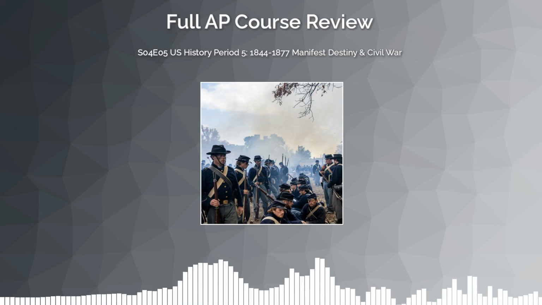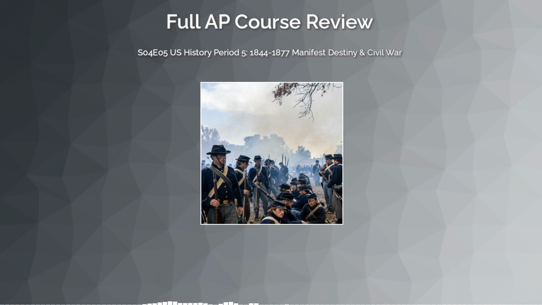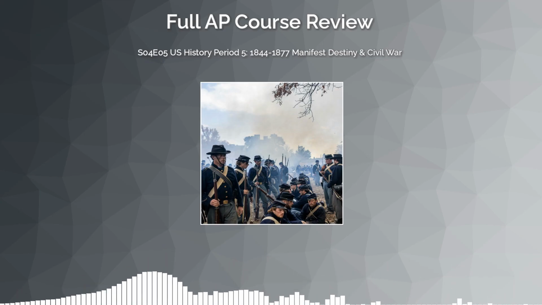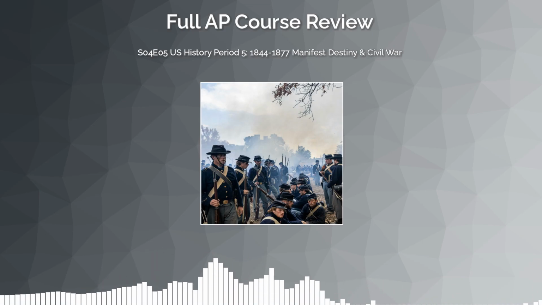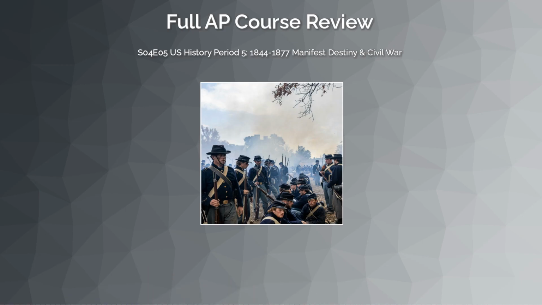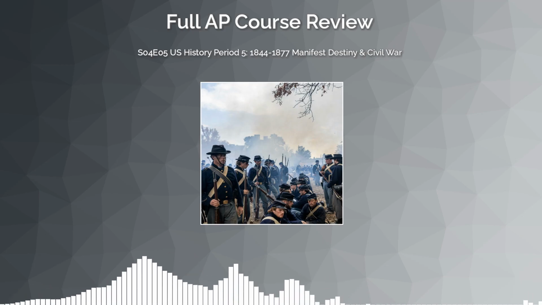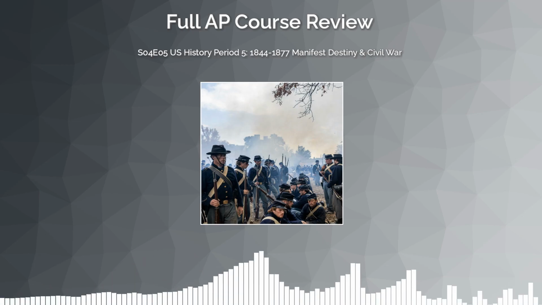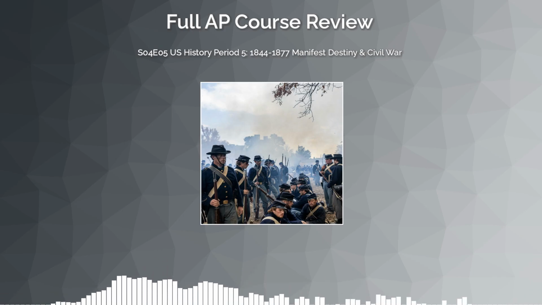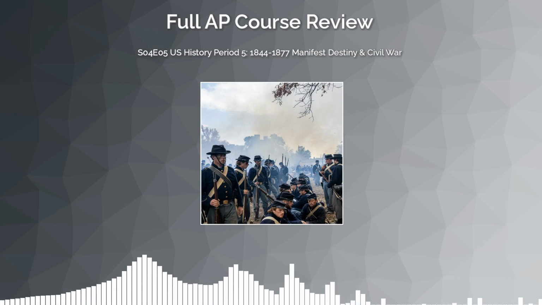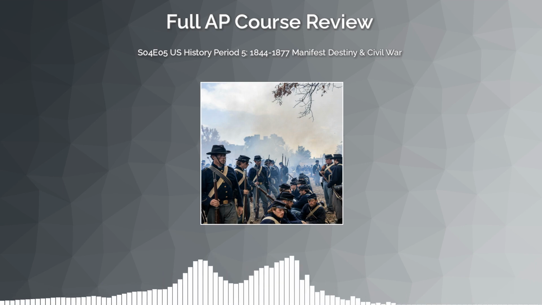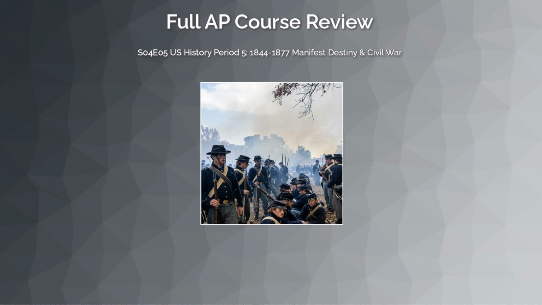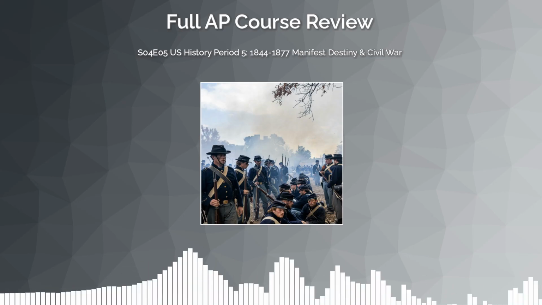Annexing Texas was a red-hot political issue. James K. Polk ran for president essentially on a Manifest Destiny platform, and his victory in 1844 sent a clear message. Americans wanted expansion. Texas was annexed in 1845, which directly provoked the Mexican-American War, 1846 to 1848. The Treaty of Guadalupe Hidalgo ended that war and handed the U.S.